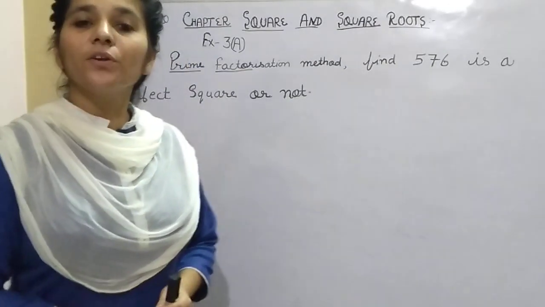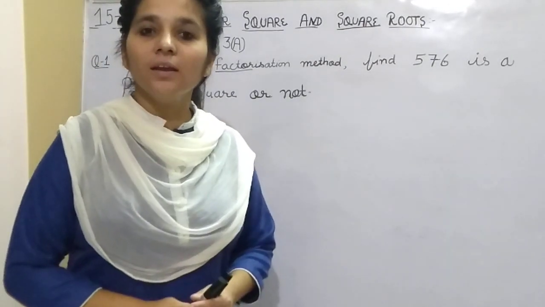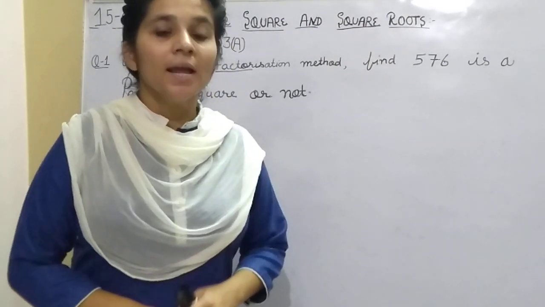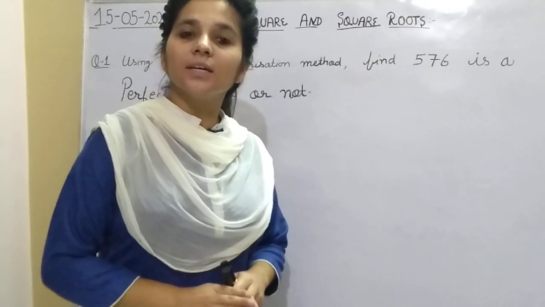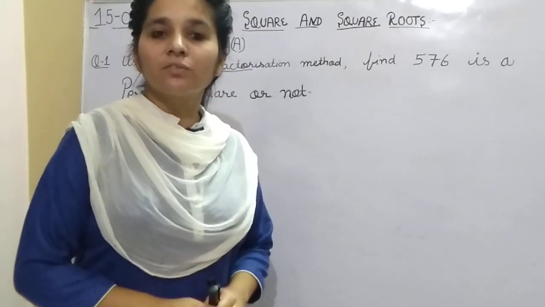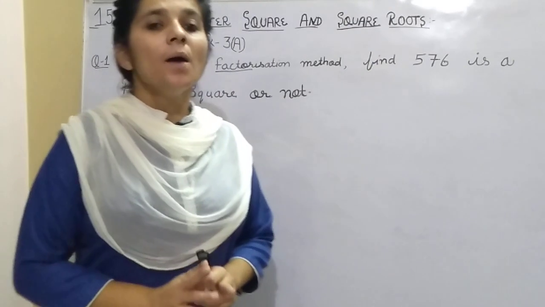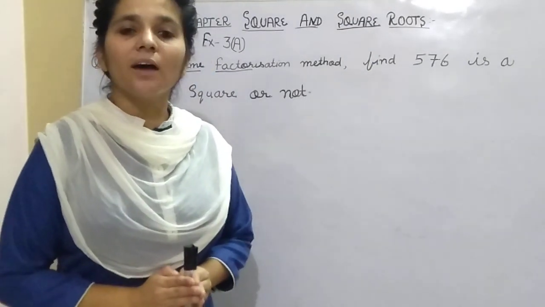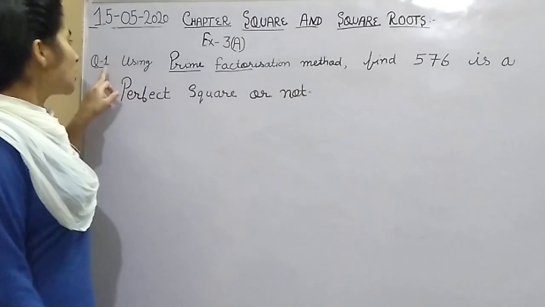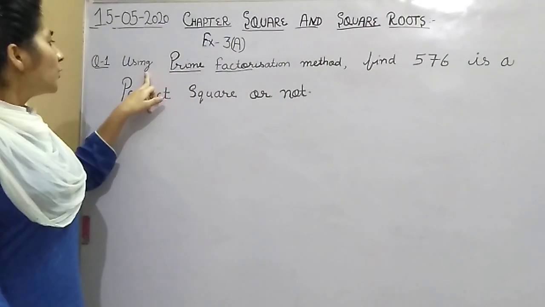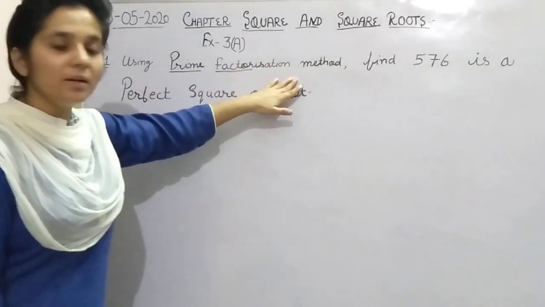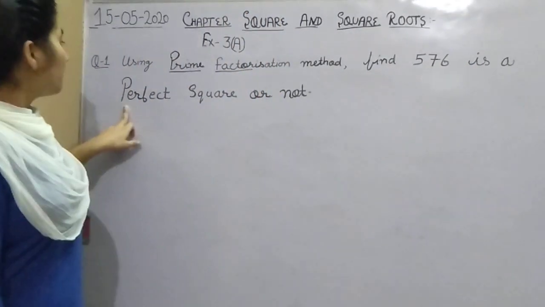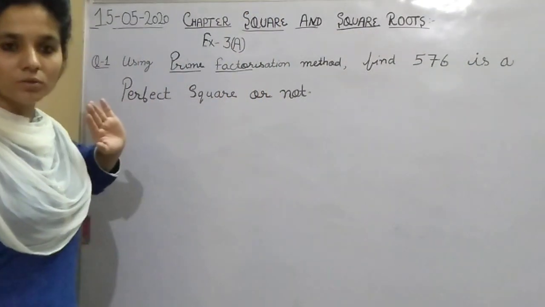Today we are going to start exercise 3A from the chapter named Square and Square Root. In the previous video we discussed squares, perfect square numbers and the properties based on perfect square numbers. So let's quickly start our exercise. Question number 1: using the prime factorization method, find whether 576 is a perfect square or not.